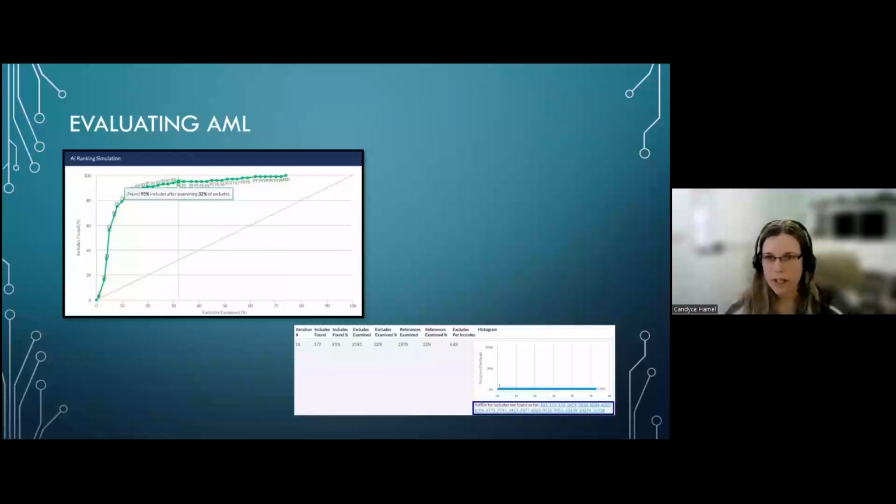The bottom diagram also has a table and it shows you all the information. So your number of iterations, how many includes it found, how many excludes, and so on. And then it has a histogram and it shows you of the remaining records at that point that had not been screened. You can see that all of them fall within that 0 to 9% predicted likelihood of inclusion. And in the simulation tool, you also get a list of the reference IDs, that 5%.